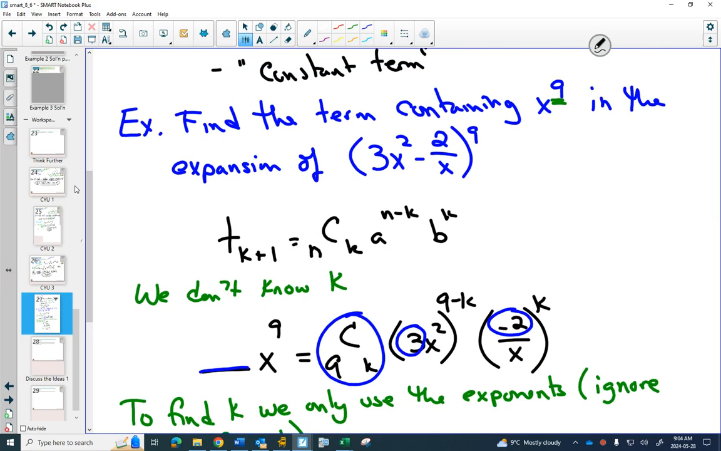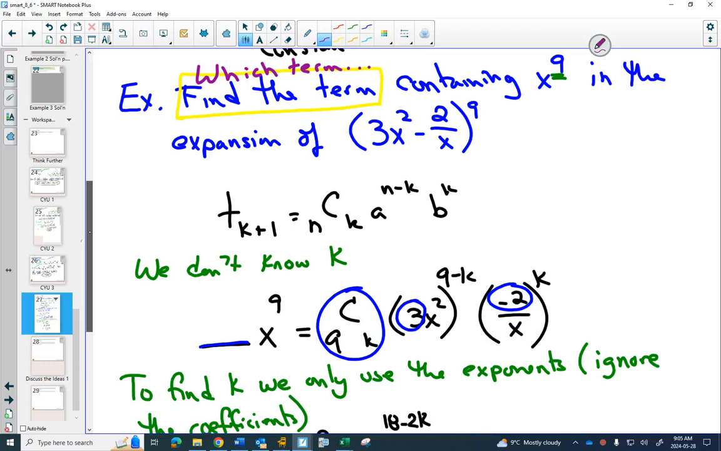We have to be careful with these questions. So this one we were almost finished but didn't quite finish last class. And this question said, find the term. So I'm going to highlight that, because sometimes you're going to get questions that say find the term, and sometimes you're going to get questions that say which term contains x to the 9. The which term is easier because then we would be done.